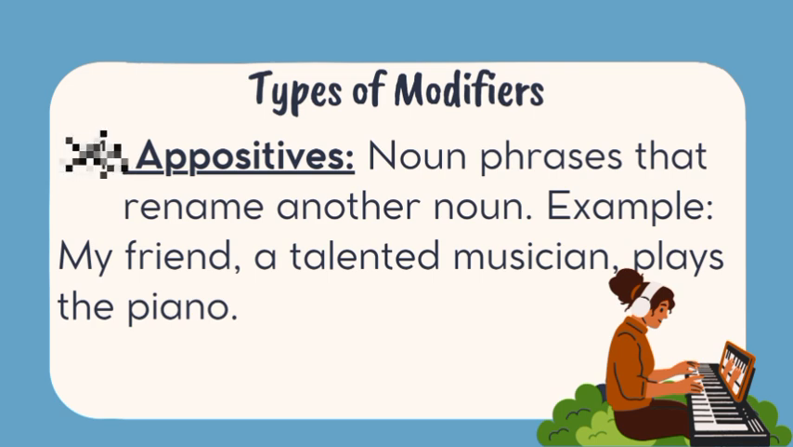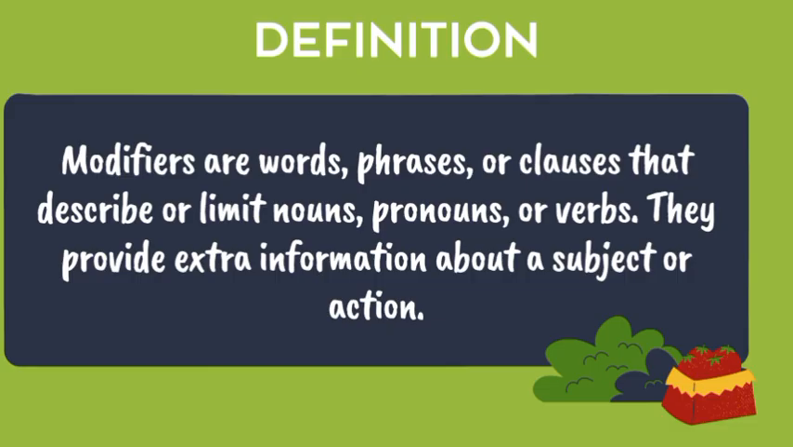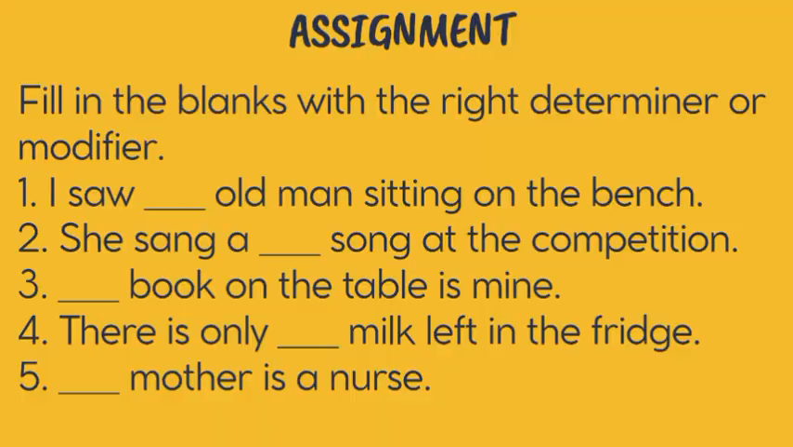Alright, so don't forget what modifiers are. Modifiers are words, phrases, or clauses that describe or limit nouns, pronouns, or verbs. They provide extra information about a subject or action, and the types of modifiers are adjectives, adverbs, prepositional phrases, relative clauses, and appositives.